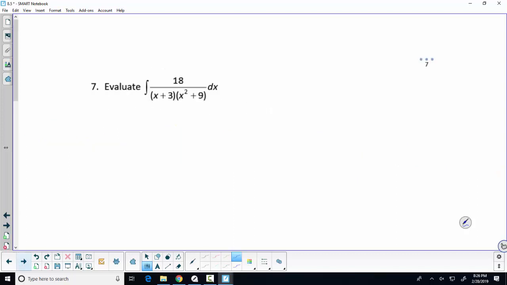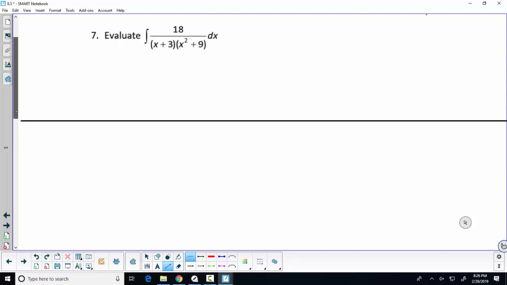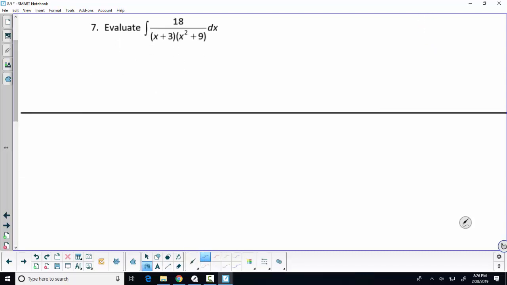Okay, so here's a portion of that. We've got a simple linear and an irreducible quadratic. Okay, so we've got the 18 over x plus 3 times x squared plus 9.